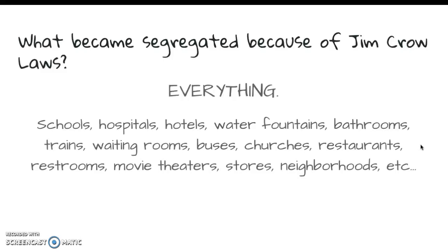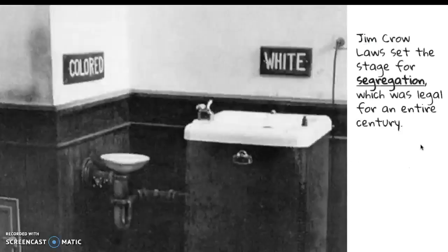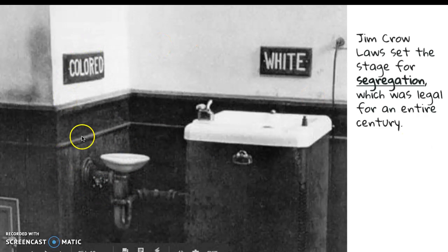Plessy versus Ferguson is a famous court case that happened at this time that basically made segregation legal as long as the facilities were equal. The problem was it was very, very rare that these facilities were equal. You've seen pictures when you've learned about civil rights in the past of water fountains like this one. Okay, we have over here the colored water fountain and the white water fountain. They're definitely separate, but are they equal? Definitely not. Okay, so this was kind of the clause that they used to keep segregation legal.